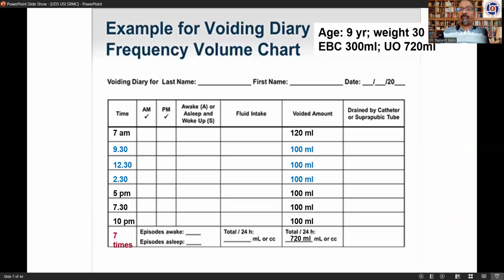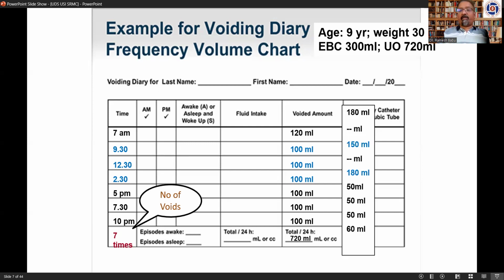For example, for a child who is 9 years old, the expected bladder capacity by the current formula is age plus 1 times 30, which is 300 ml. On the other hand, the urine output depends on the body weight. So that's around 720 ml for 24 hours if it is 1 ml per kilo per hour. In a child, probably the early morning void is like 120 ml, and as the day progresses, 6 to 7 voids of 100 ml each make up 720 ml. So up to 7 times is the normal voiding.